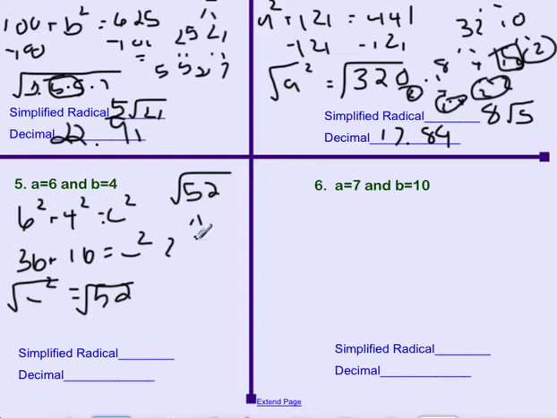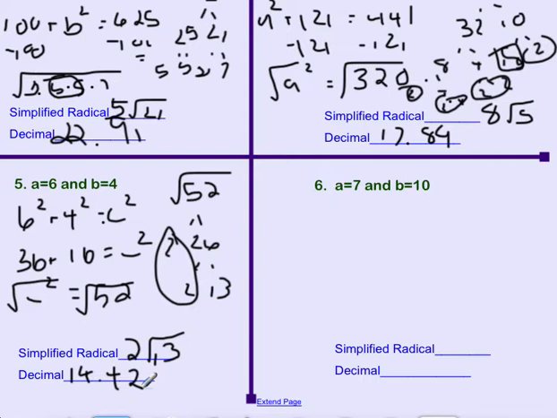And then I get 2 and 26, which can break down to 2 and 13. So I have a pair of 2's I can take out. So I'm going to have 2 times the square root of 13 as my simplified radical. So then I can go ahead and try and figure out my decimal. So what's 2 times the square root of 13? That's going to be 14.42.